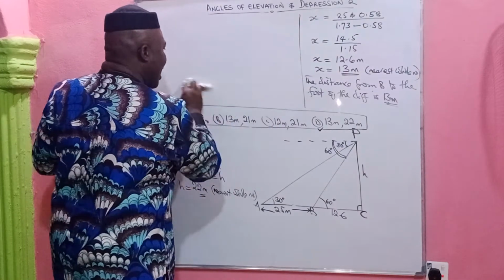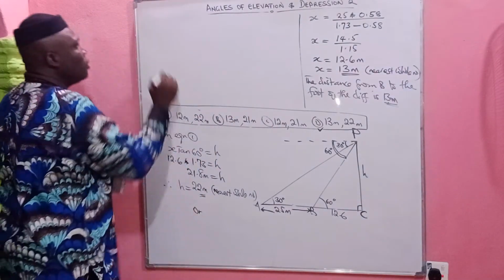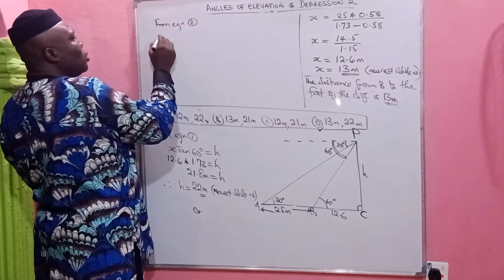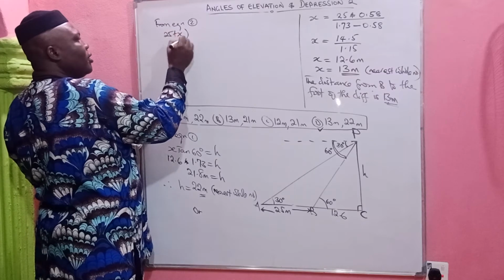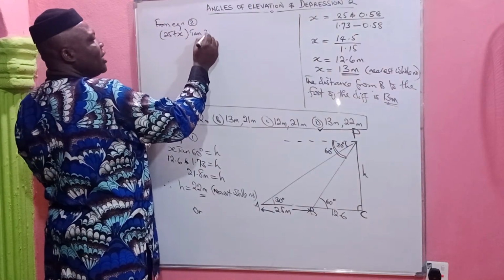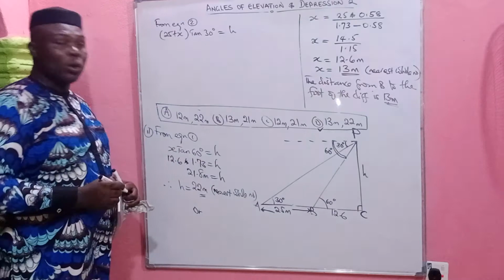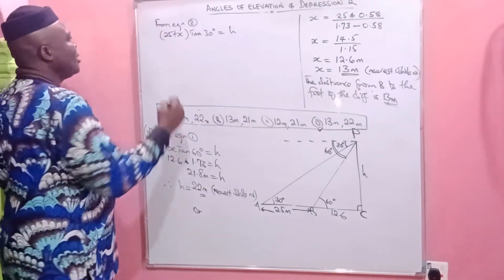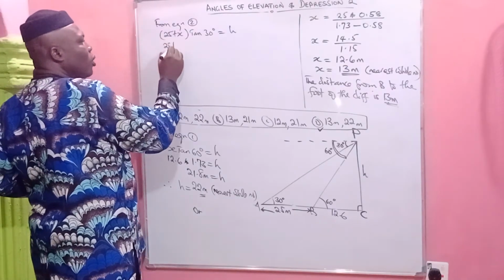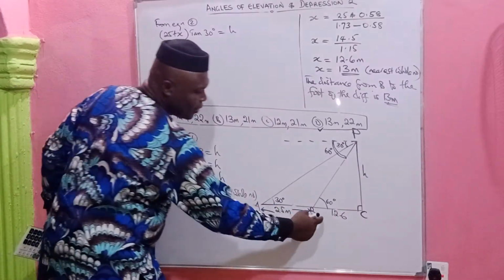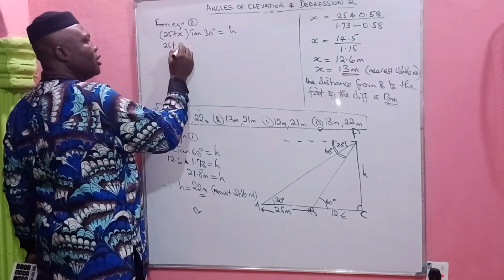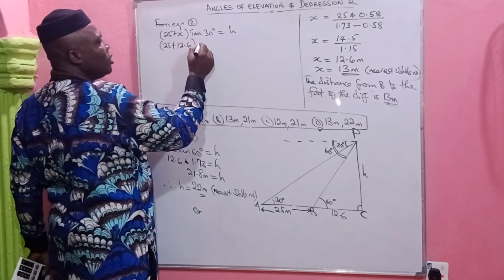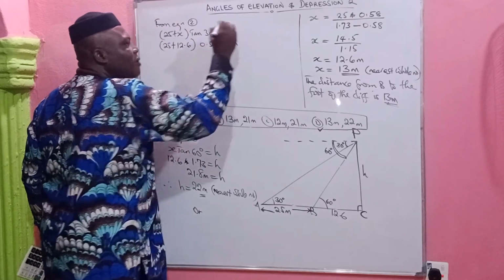Assuming we want to use equation 2. From equation 2, we were told that (25 + x) tan 30 degrees is equal to the height. That's what we were given. We want to see whether from equation 2, we'll still have the correct answer for the height. So 25 plus, what is the x? We calculated x here as 12.6. So we want to multiply by tan 30 degrees, which is 0.58. Would that still give us the same height?